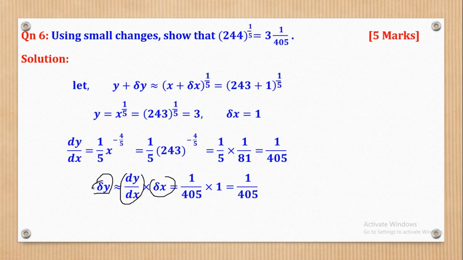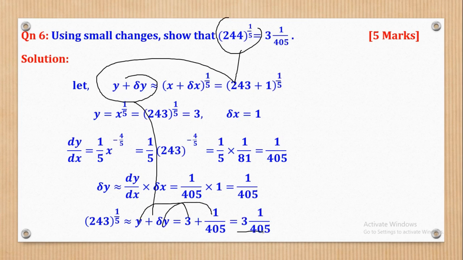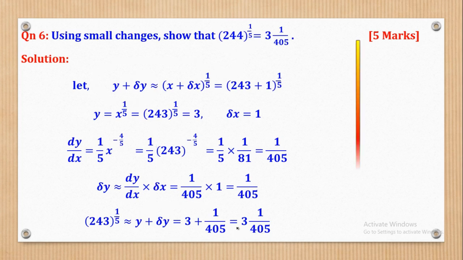Why? Because small change in y over small change in x is approximately equal to dy dx. So when I make small change in y the subject, I'll come up with that expression. So I'm going to substitute for dy dx and for small change in x to come up with 1 over 405. Then next, I'll remember that the required answer, the whole of this, is equal to y plus small change in y. So I'm going to substitute for y and substitute for small change in y to come up with 3 whole number 1 over 405 as the answer, and basically that's what they wanted.